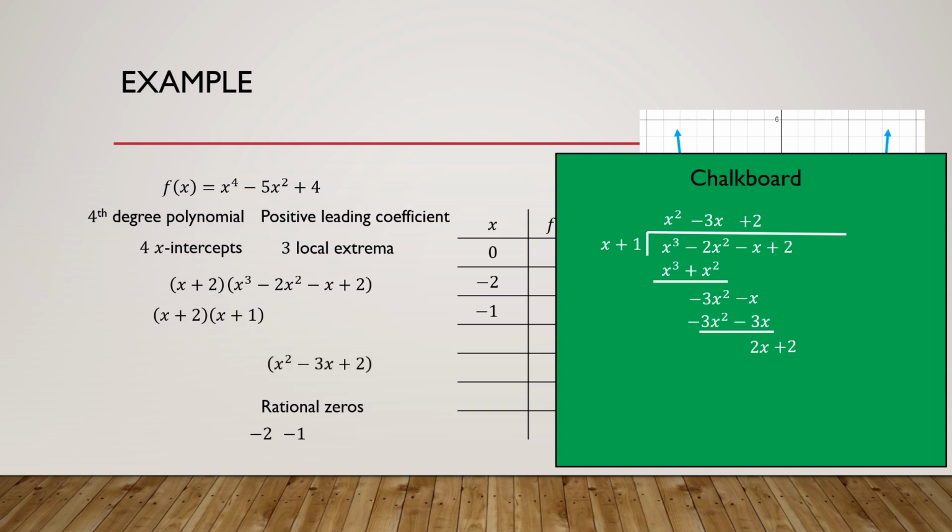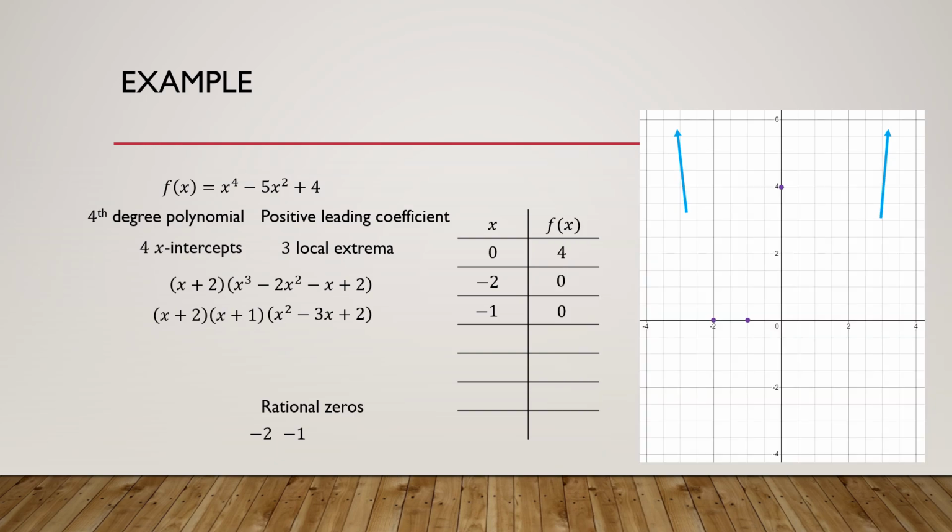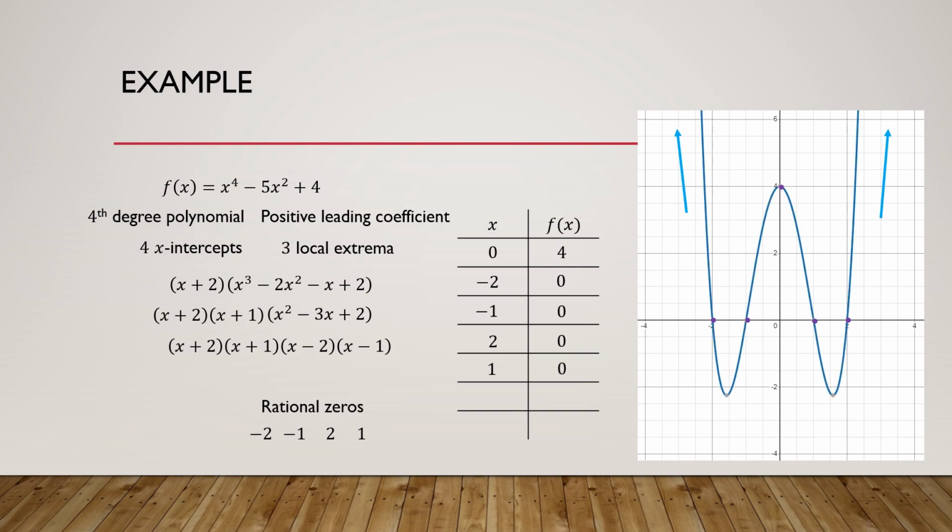We are left with the quantity of x plus 2 times the quantity of x plus 1 times the quantity of x squared minus 3x plus 2. The remaining trinomial can then be factored easily into x minus 2 and x minus 1. These factors add to the list of rational zeros 2 and 1, and add the ordered pairs (2, 0) and (1, 0). Using the four x-intercepts and the y-intercept, and the known end behavior, we can now approximately sketch the graph.